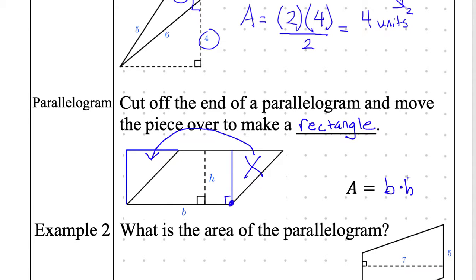Which is kind of cool, right? You would think it would be like maybe 4/5 of B times H. No, it's exactly B times H.